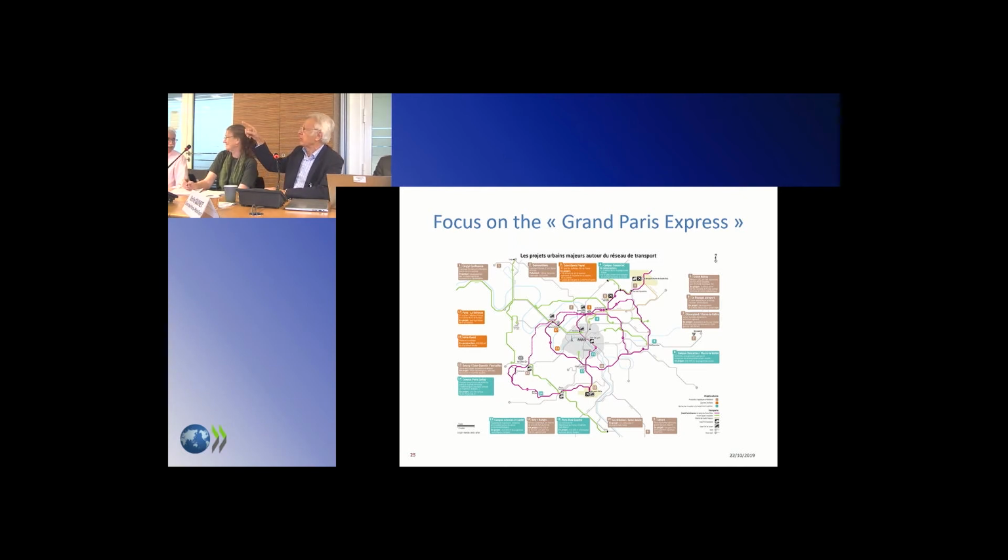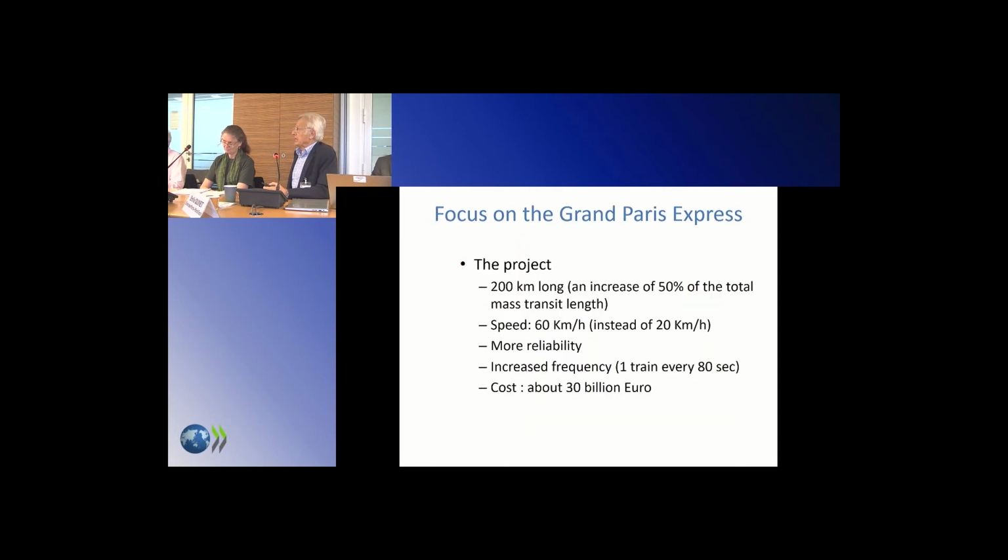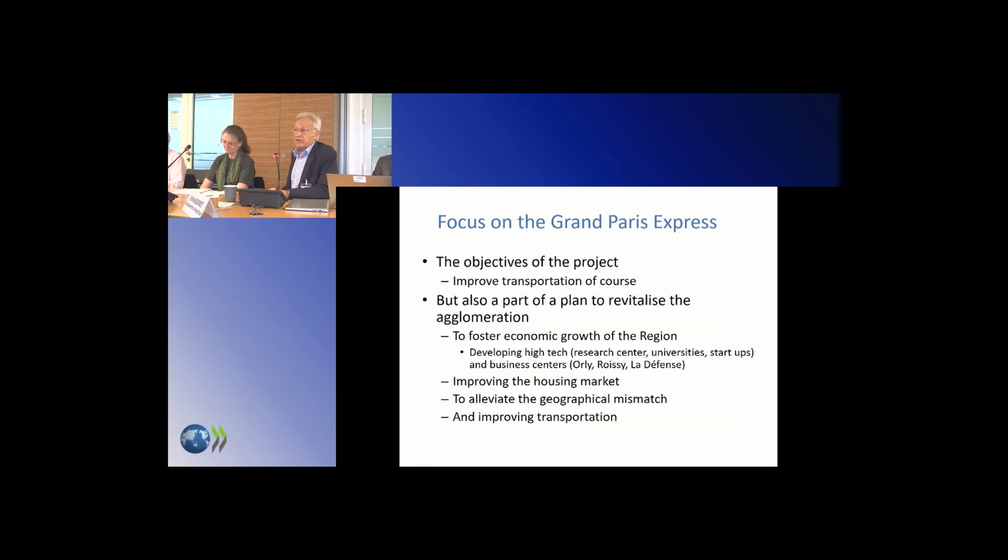So it's a double ring around Paris, which is a very large project, 200 kilometers, almost the same size as the existing metro network, and which should be implemented within the next 10 years. We had to evaluate it, and it was quite clear that to evaluate it, it was not sufficient to take into account transport effects.